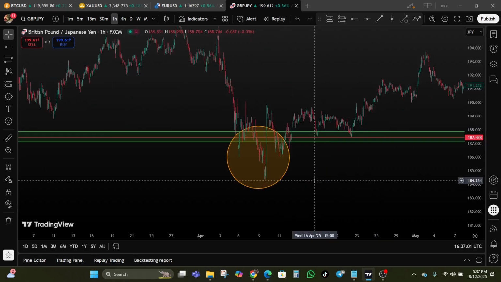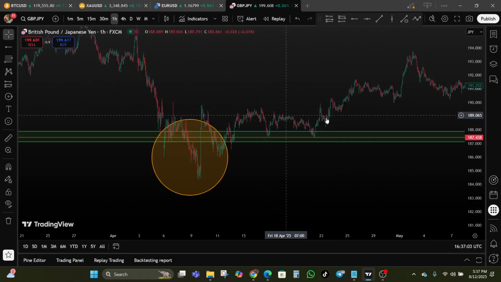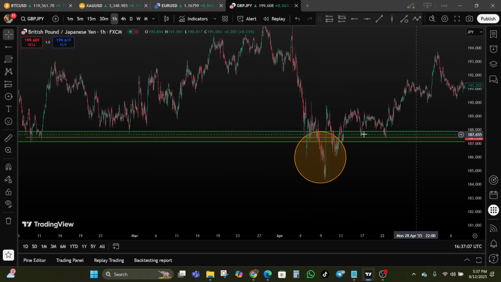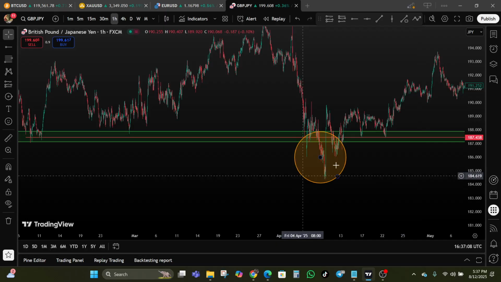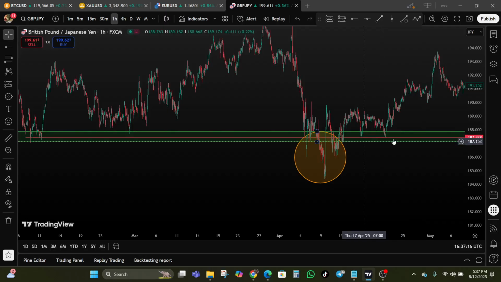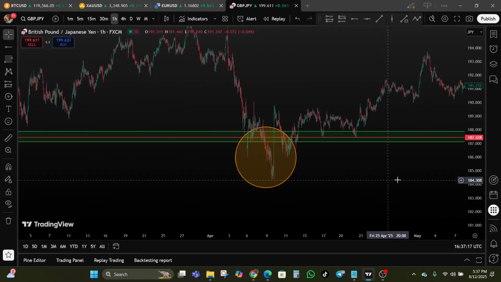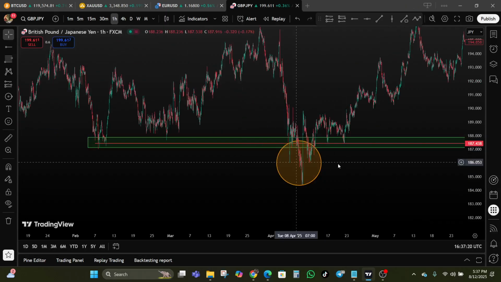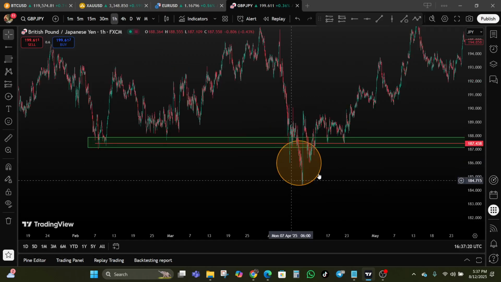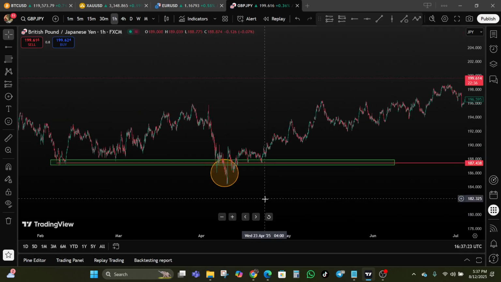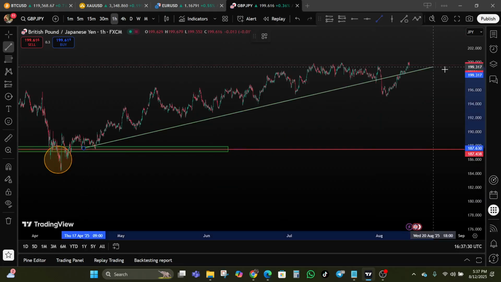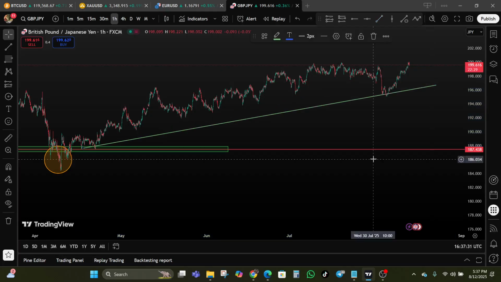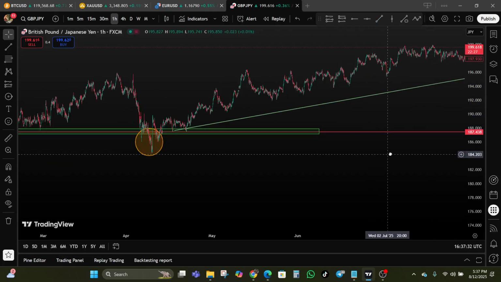Something that seemed to be a breakout, but guess what? Price came back, respected it, came back, respected it again, showing that this level was still a valid support level. So this was obviously a false breakout because price respected it two times. Now, after liquidity was grabbed, you can see that the price went up, and this was a continuous uptrend up till now.